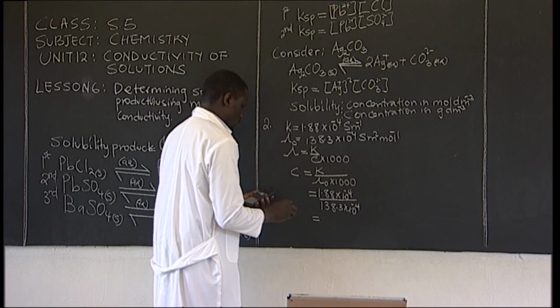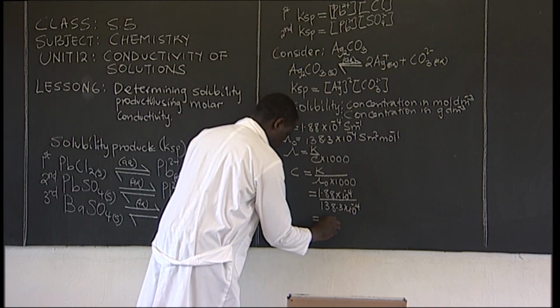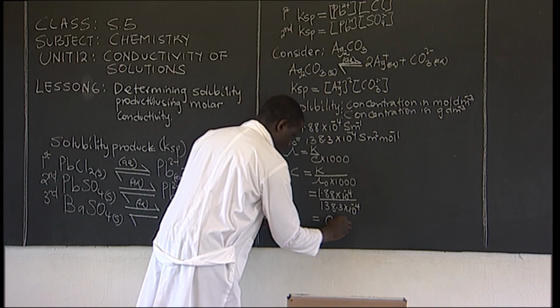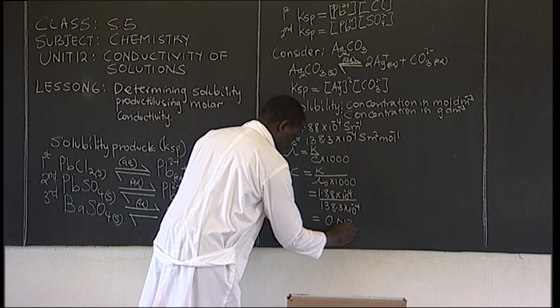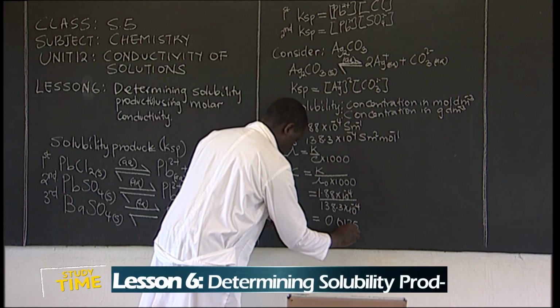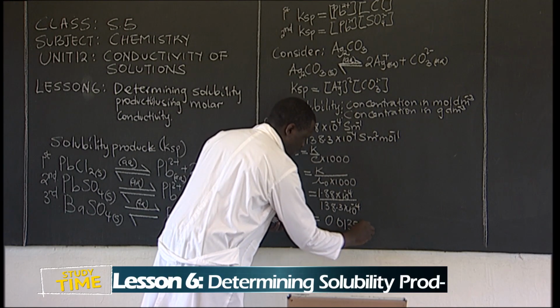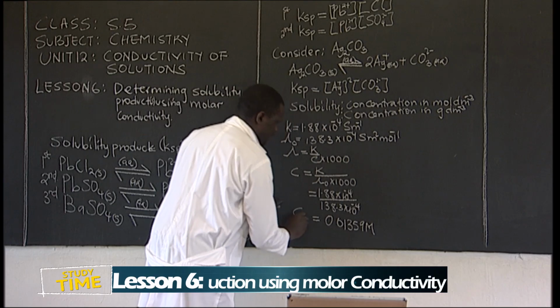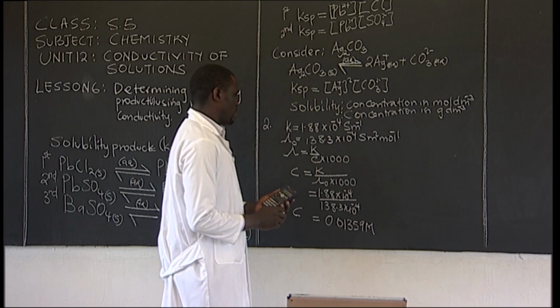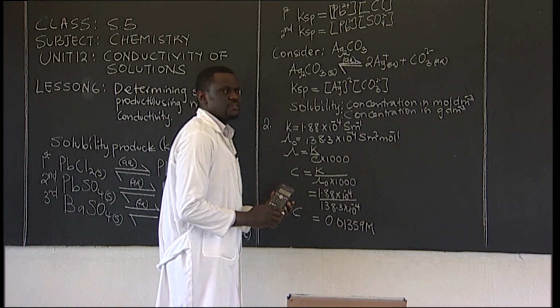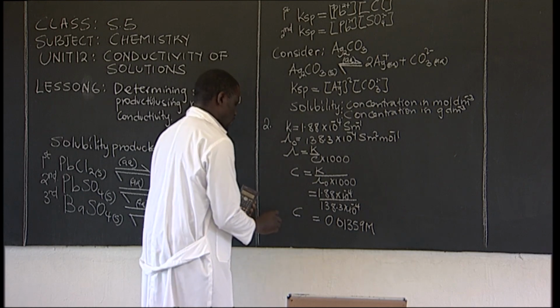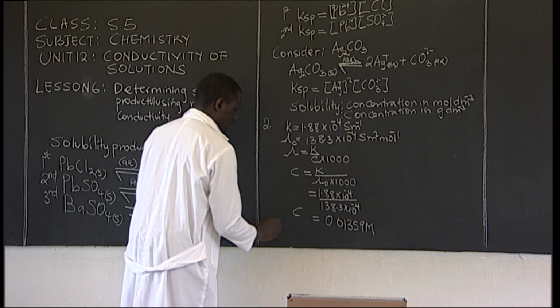So our C will be 0.01359 molarity. Yes, that is our C. So we have got our C. The next step is that this C will be our solubility. Let's call it S.